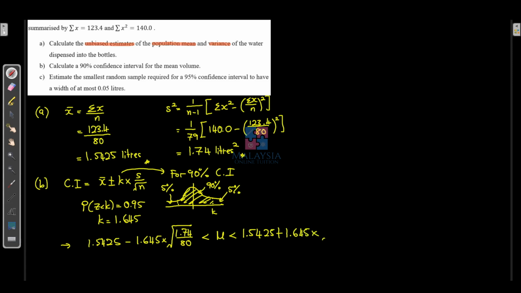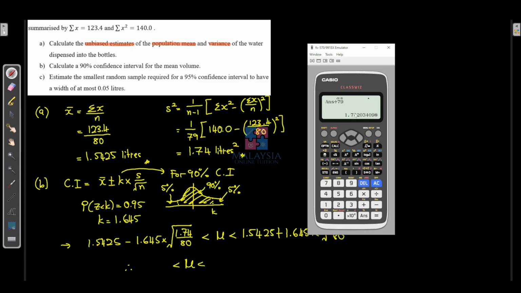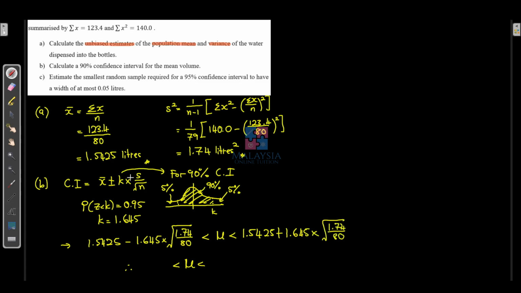1.645 times square root of 1.74 over 80. Okay, so the final answer in three significant figures. So what we can do first, this is the unbiased estimate of the population variance just now. We divide by 80, and then we square root this, and then times 1.645. So what we are finding right now is actually called the bit.